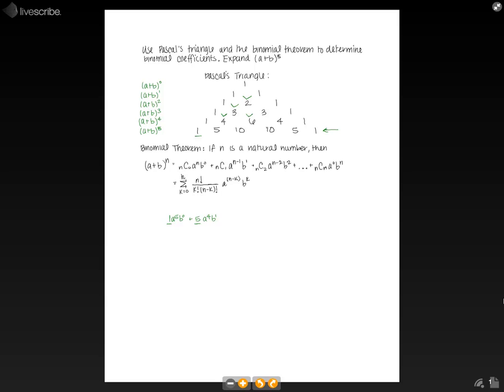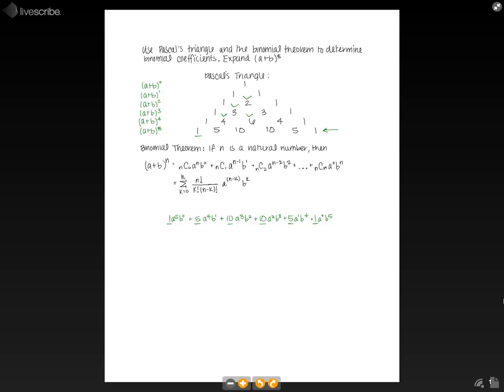So the exponents of a are going to be decreasing as the exponents of b increase. So our next coefficient is going to be 10. We're going to have a to the third, b squared. And then we're going to have 10 again, a squared, b to the third. Then we're going to have 5, a to the 1, b to the fourth. And we're going to end with 1, a to the 0, b to the fifth. Alright, so as you can see, those coefficients correspond with that last row of Pascal's triangle.